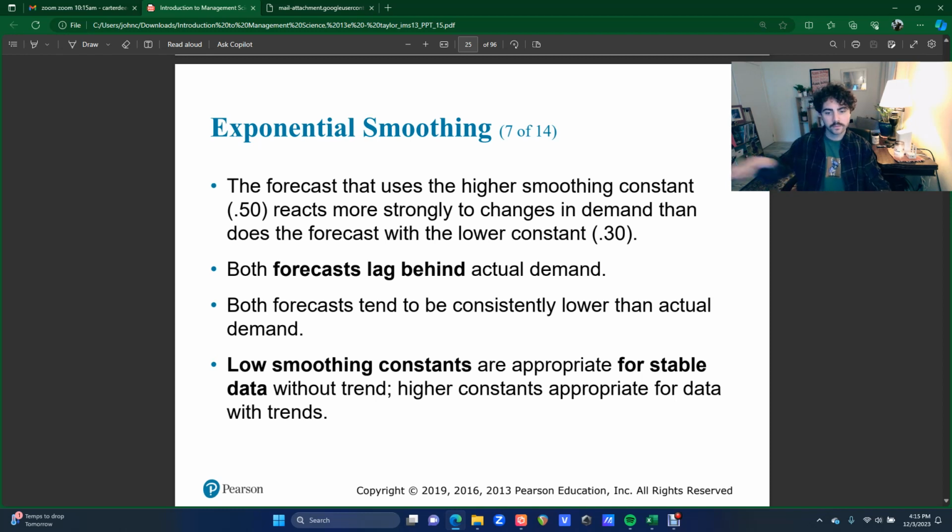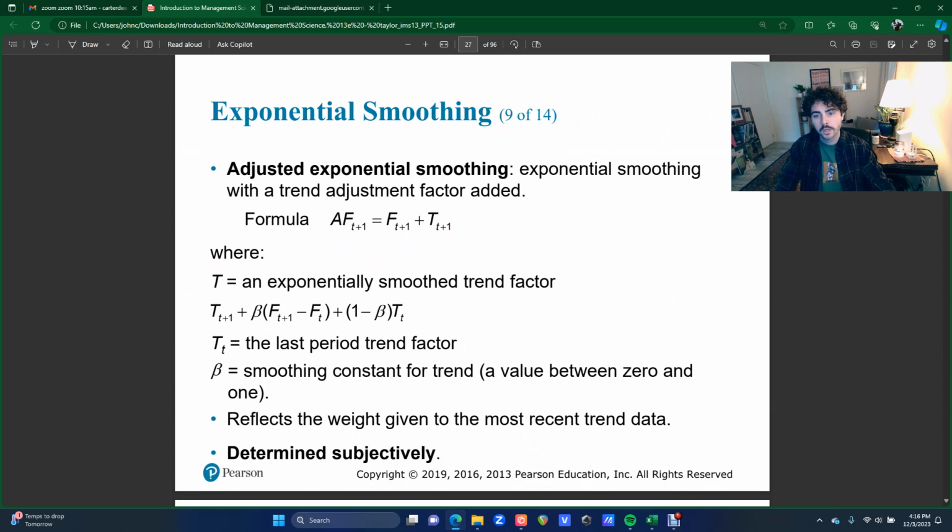So if you have more stable data that's pretty constant over time, then use a lower alpha. Higher constants, higher alphas, are appropriate for data with trends, like either constantly increasing or constantly decreasing, whatever. Now, adjusted exponential smoothing. This right here. So we're calculating T, which is the trend, and then we use that trend to calculate the adjusted forecast. So this is where the beta comes in.